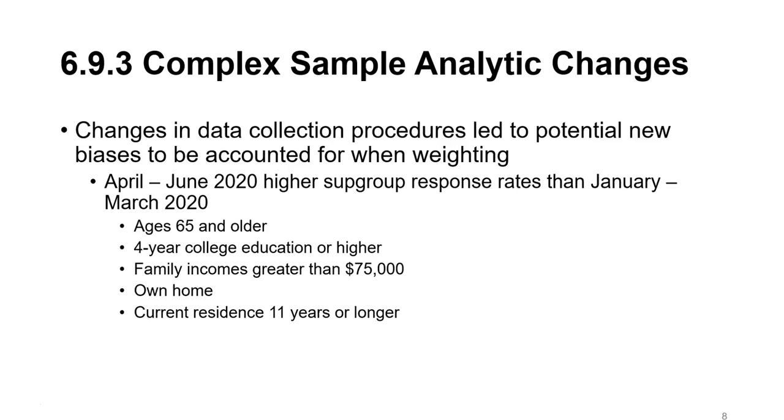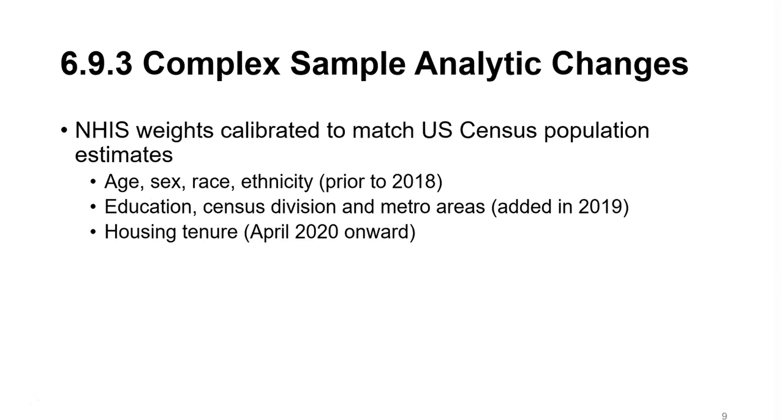So previously, the NHIS has always calibrated their weights to match the US Census population estimates. So prior to 2018, they adjusted for age, sex, race, and ethnicity. Then in 2019, they added education, census division, and metro areas. And then in 2020, they needed to adjust for housing tenure.